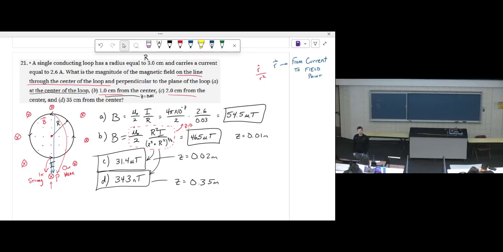So X's are into the screen, dots are out of the screen. Remember, if you see that notation, the dots, you're seeing the point of the vector arrow coming towards you. If you're seeing the X's, you're seeing the fletching on the back of the vector going away from you.